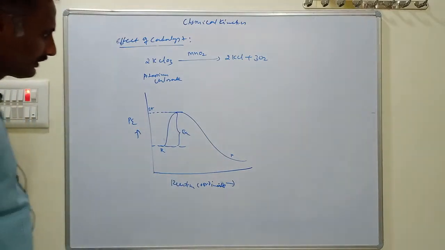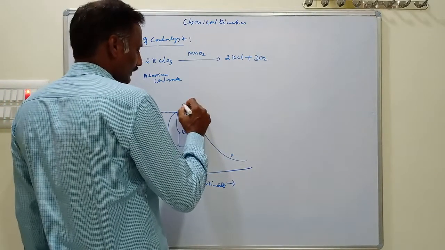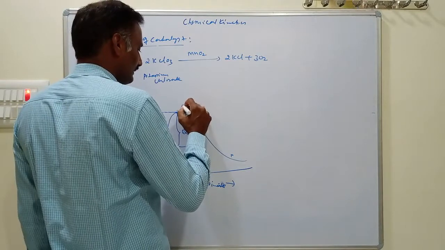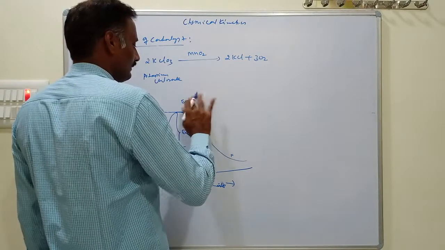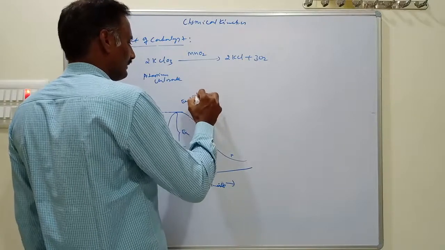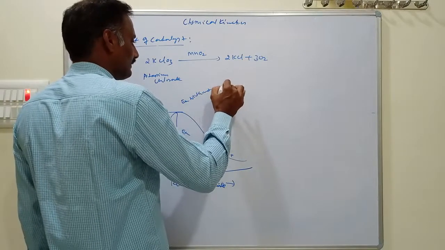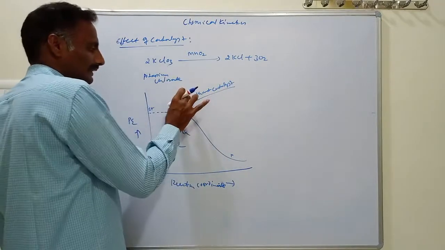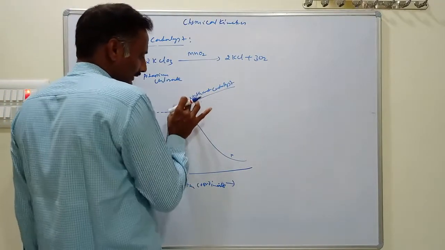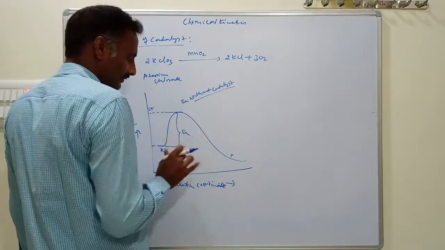This is the energy of activation without catalyst. Then what is the function of a catalyst here? A catalyst can decrease the energy of activation.